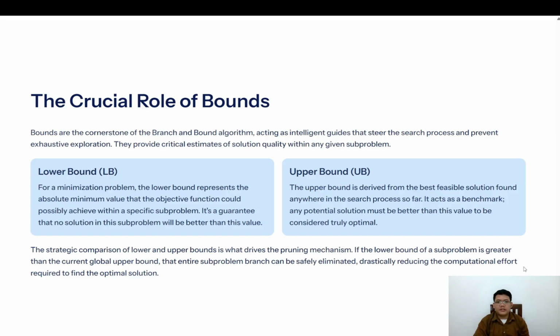Upper bound. The upper bound is derived from the best feasible solution found anywhere in the search process so far. It acts as a benchmark. Any potential solution must be better than this value to be considered for optimality.